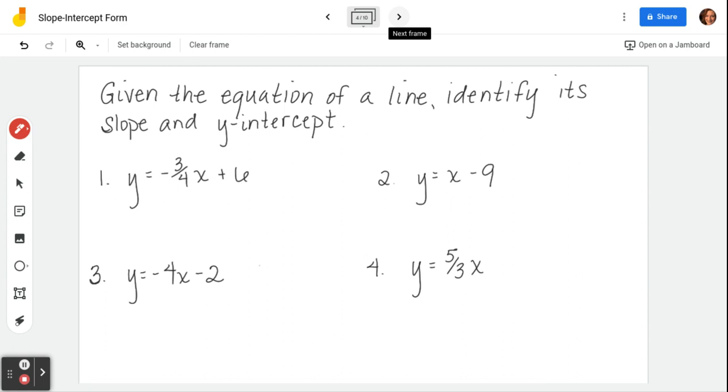something. So in number 1, my slope is the coefficient of x. On this one, it would be negative 3/4. And then my y-intercept is the other number there. It's a positive 6.